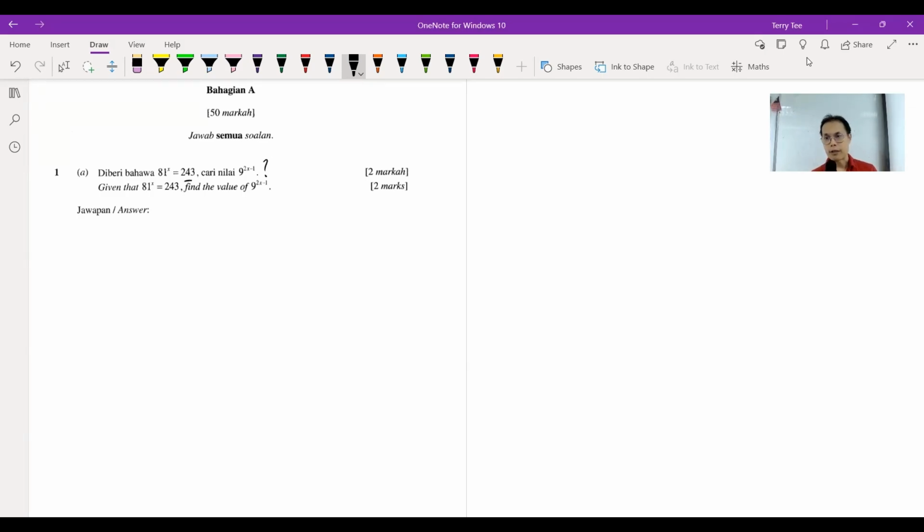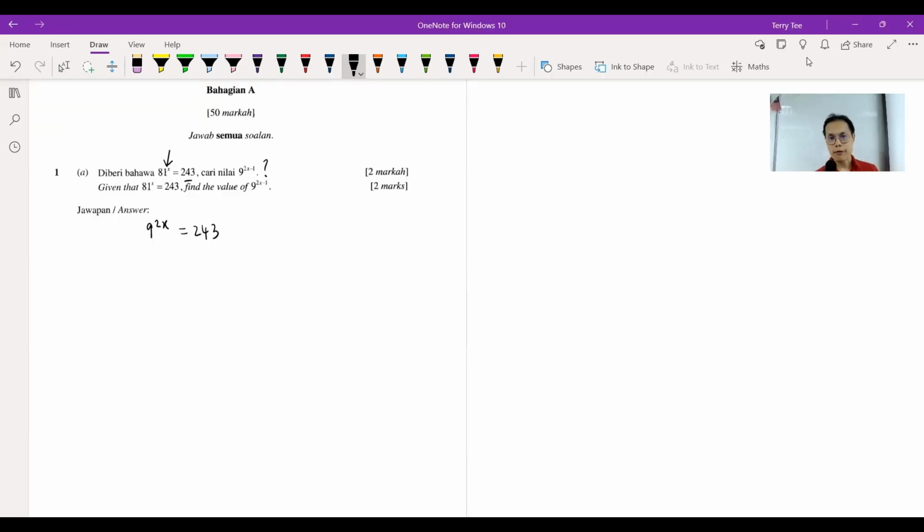Now, I know a lot of people go and find the value of x. You don't have to find the value of x. So we can just find 9 power 2x from here. So 81, as we know, is 9 power 2. There is an x outside, so I put the x here. This is 243.